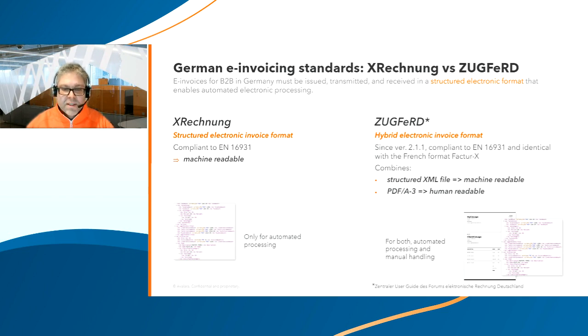And by the way, something I would like to share with you. If the X is in front of the format, like X-Rechnung, it is a fully structured document. If the X is at the end of the format name, like Factur-X, then it's always a hybrid format. This applies also to other document types, such as Order-X, for example.